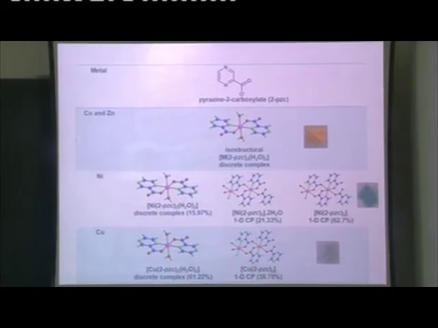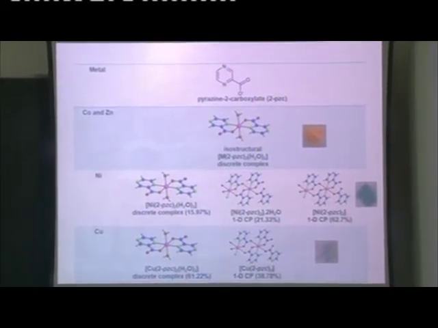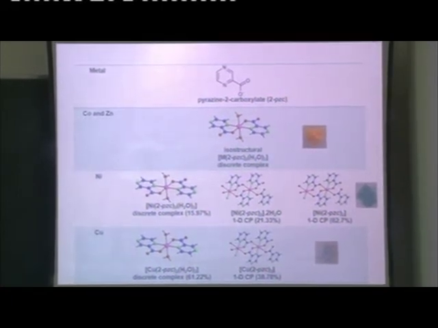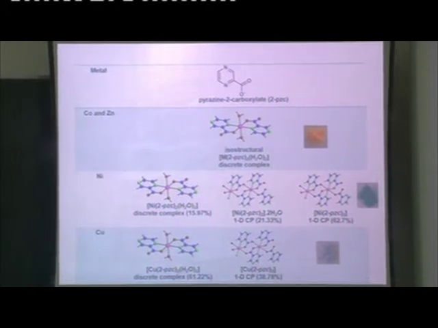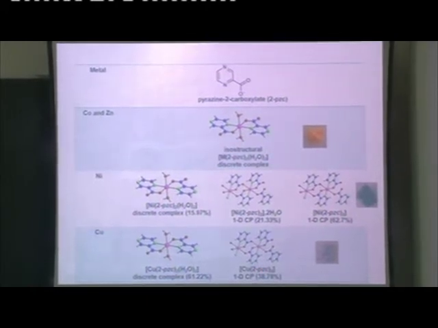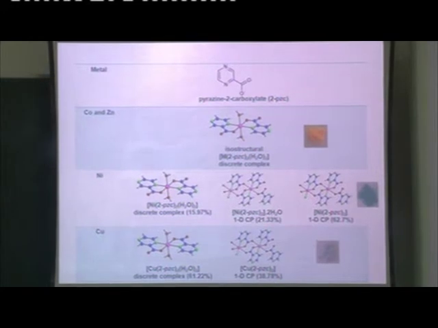And if you use a different complexing species, you can see it with cobalt and zinc. You get a hydrated complex. With nickel, you get a different species with the same crystallization conditions. And with copper, two different species at the same reaction conditions.